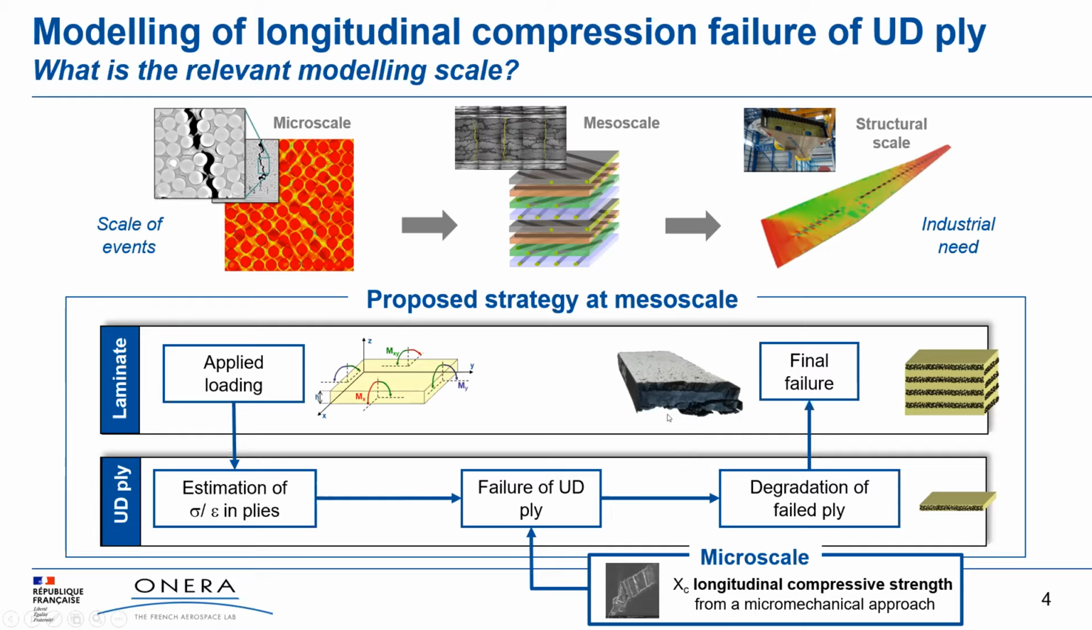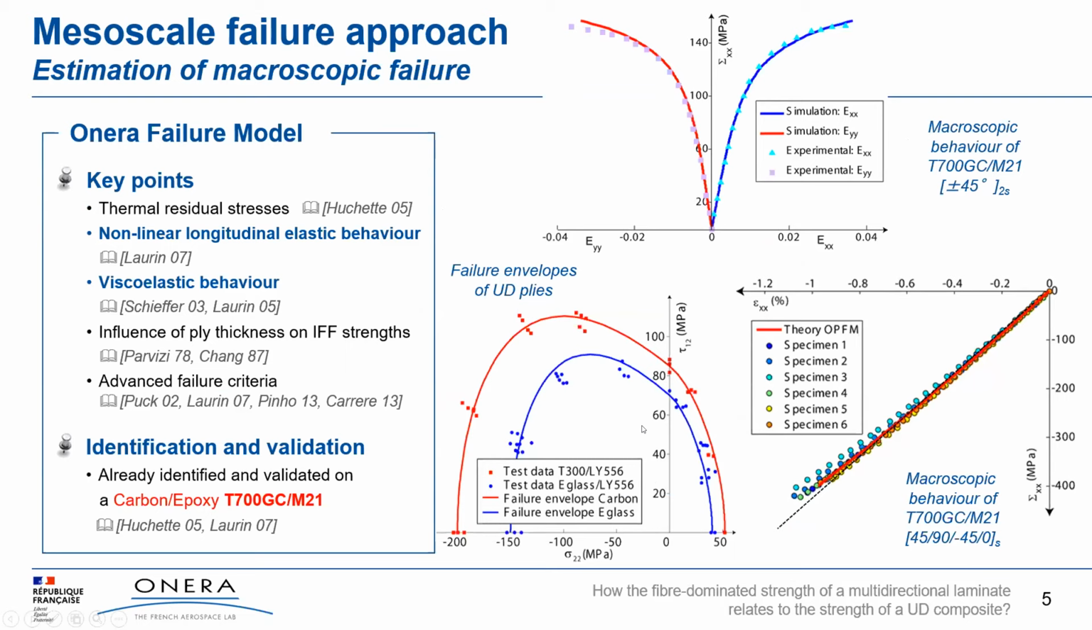So for the mesoscopic approach, we use the ONERA failure approach developed since many years at ONERA to predict the failure of different carbon epoxy material, among which the T700M21, as you can see here. I don't want to describe all the model, but just put the stress on the key points that you have to address to predict accurately the final failure due to compressive loading. You have to take into account the elastic nonlinearity in the fiber direction that you can observe both for tension and compression loading. And also you have to describe the nonlinearity that you can observe for in-plane shear loading, and we perform that thanks to a viscoelastic behavior.